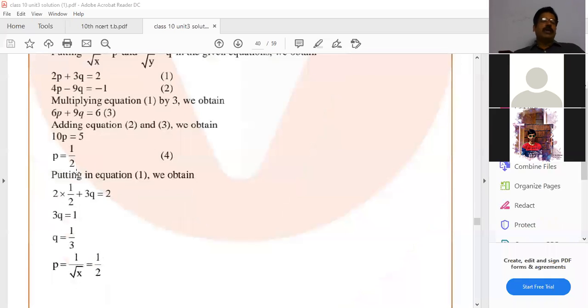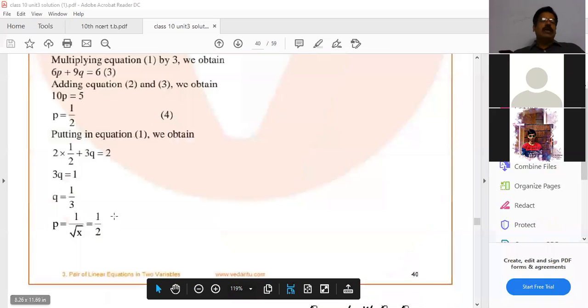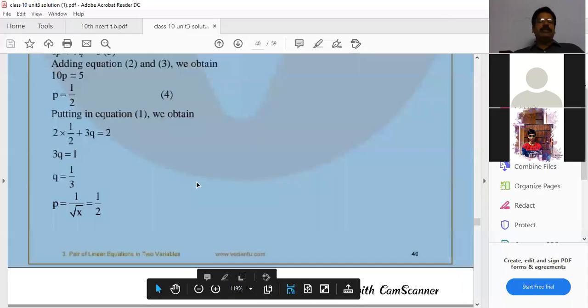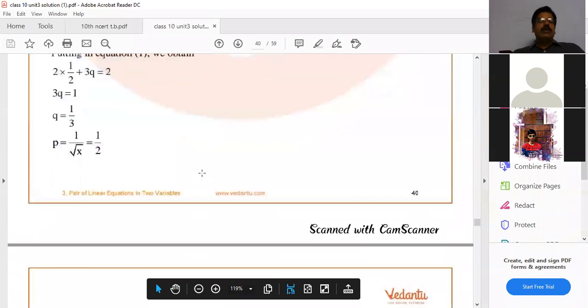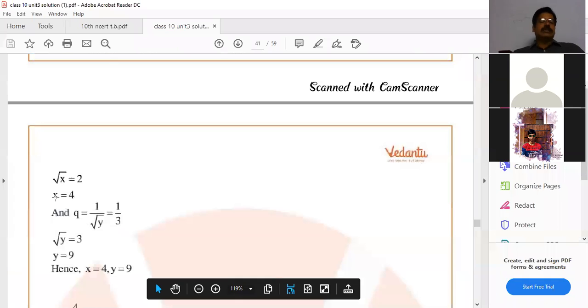Equation 1 is 2p. 2 into 1 by 2 plus 3q equal to 2, 2 cancel. 3p equal to 3q equal to 1, q equal to 1 by 3. Hence, here we suppose p means 1 by root x. 1 by root x equal to 1 by 2 means root x equal to 2. Root x equal to 2 means x equal to 2 square.